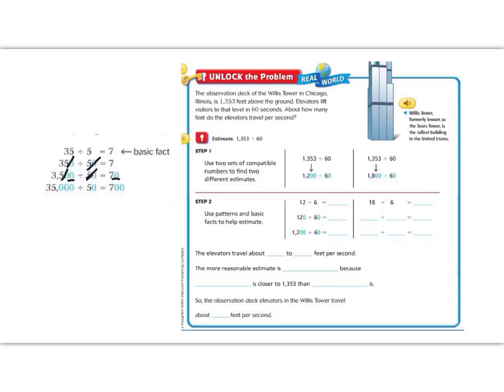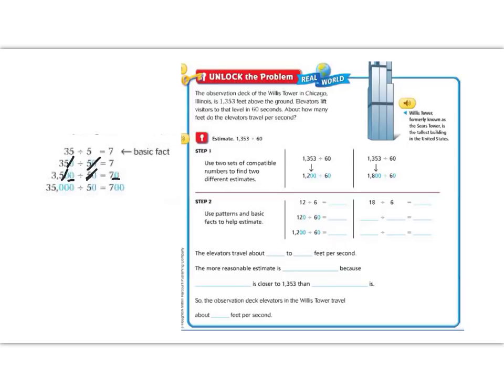The observation deck of the Willis Tower in Chicago, Illinois, is 1,353 feet above the ground. Elevators lift visitors to that level in 60 seconds. About how many feet do the elevators travel per second? So in order to estimate this, we're actually going to pick two different estimates. We're going to pick a high estimate and a low estimate.